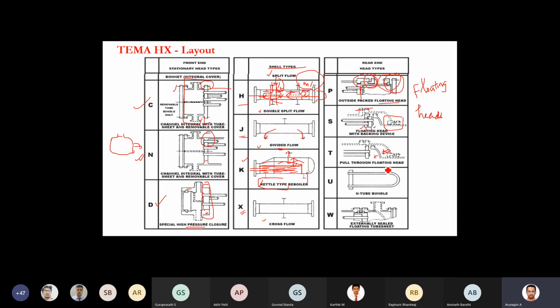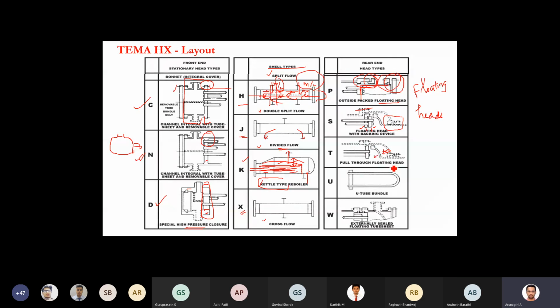Then the thermal expansions can be easily accommodated in these types of exchangers. If the material expands with respect to temperature conditions, if the temperature of the shell side fluid is more, then what happens? The material will expand. In such cases, what will happen?